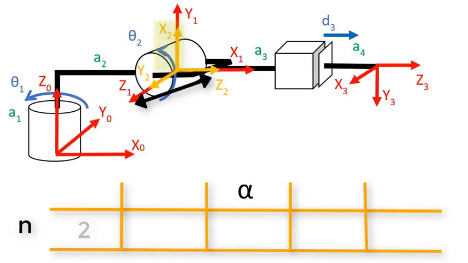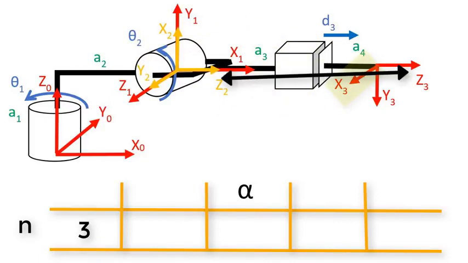Now let's look at alpha for the third row. For the third row, I'll substitute n equals 3. Alpha is now the amount that we have to rotate frame 2 around the axis x3 in order to get z2 to match z3. z2 is pointing to the right and z3 is also pointing to the right. So we don't have to rotate frame 2 at all in order to get these two axes to match. So I'll put 0 in here for alpha in the third row.